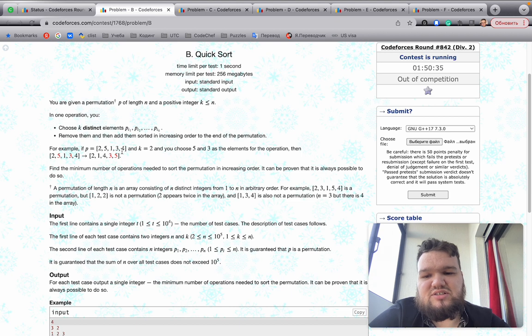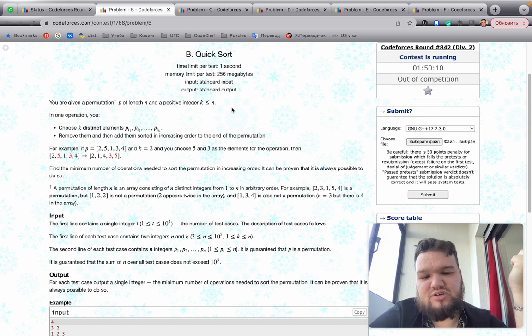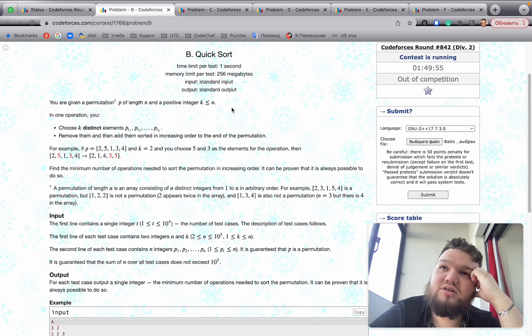Well, then I'm saying that the answer is just n minus m, that's the number of elements that we have to touch, divided by k rounded up. Well, we have to spend at least that many operations, because we have to touch at least n minus m elements, and in each operation we can only touch k, so we have to spend at least n minus m divided by k rounded up operations.